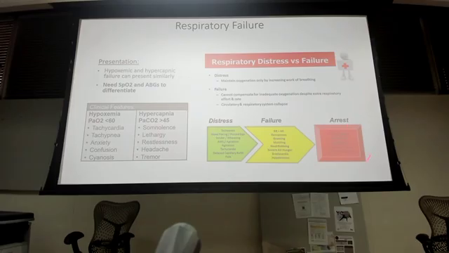Failure is when the patient is now not able to compensate, right? So that could be an acute process, that could be chronic. Chronic being classically COPD. Acute failure being, their airway is impeded, right? They've lost their airway, it's compromised. They're not able to move oxygen. Maybe they have smoke inhalation. They're not able to do that, and then ultimately that leads to arrest.